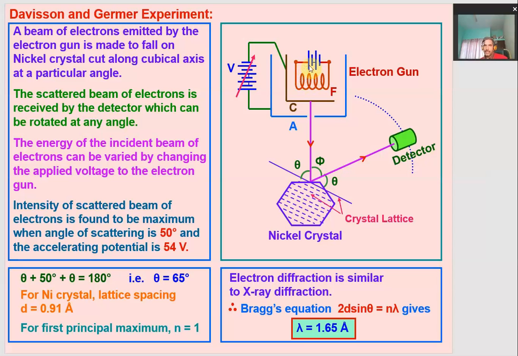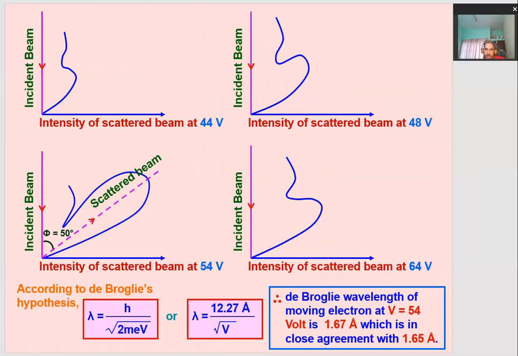In other words, the velocity, or we can say the energy, of the electrons can be increased by increasing this accelerating potential. So two important observations have been made here about these scattered electrons. A graph has been plotted between the incident beam and the intensity of the scattered beam at different values of accelerating potential.